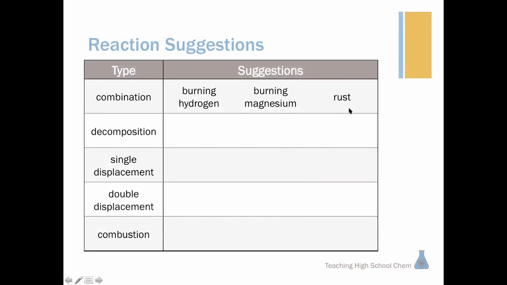You can do rust. Just buy a handful of nails or something iron, spray them down with water on a Friday during class, and then come back on Monday and there should be rust there. And you can even weigh them before and after. How much did they weigh before? How much did they weigh after? Oh, it gained mass. How? Oh, the oxygen from the air made rust. Something got added to the iron.